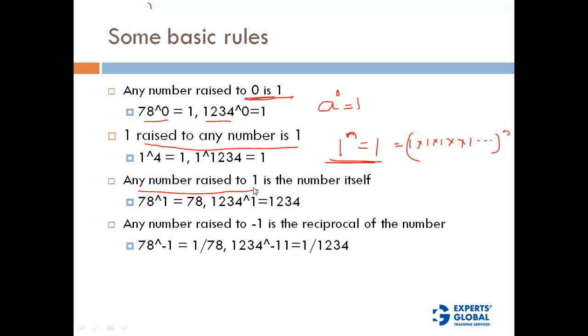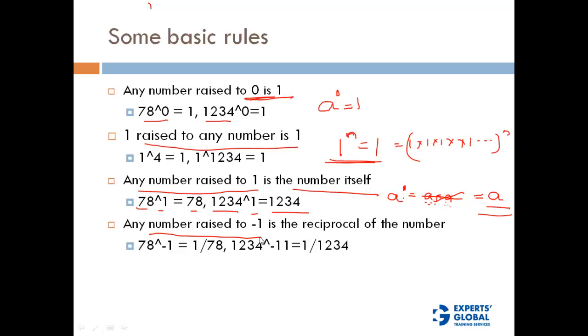Any number raised to 1 is the number itself. Let's say any number a raised to 1. That means multiply a with itself once. That doesn't mean a into a, which would be multiplying a with itself twice. So this is not correct. What we are doing is multiplying a with itself only once. That means it is only a. So any number raised to 1 is going to be the same number. Let's see here, 78 raised to 1 is 78. 1234 raised to 1 is 1234.